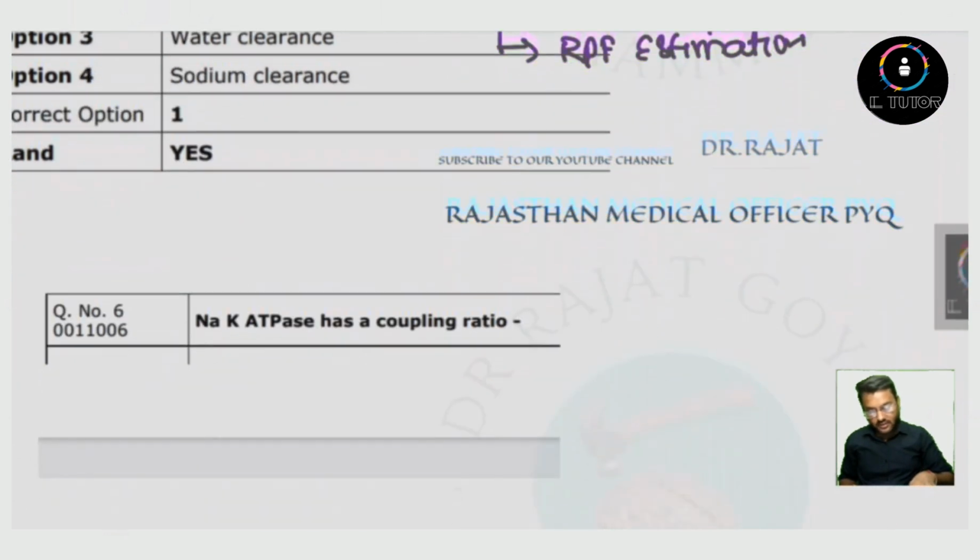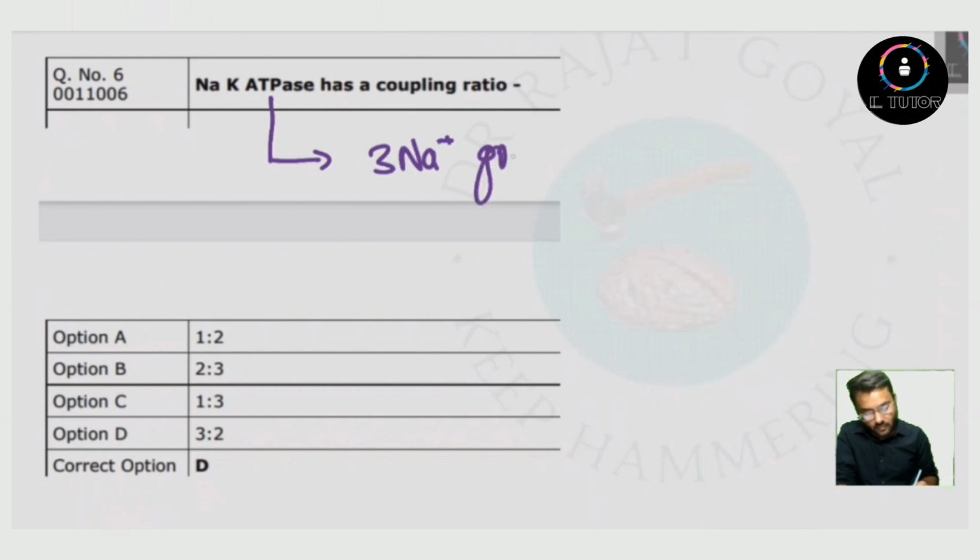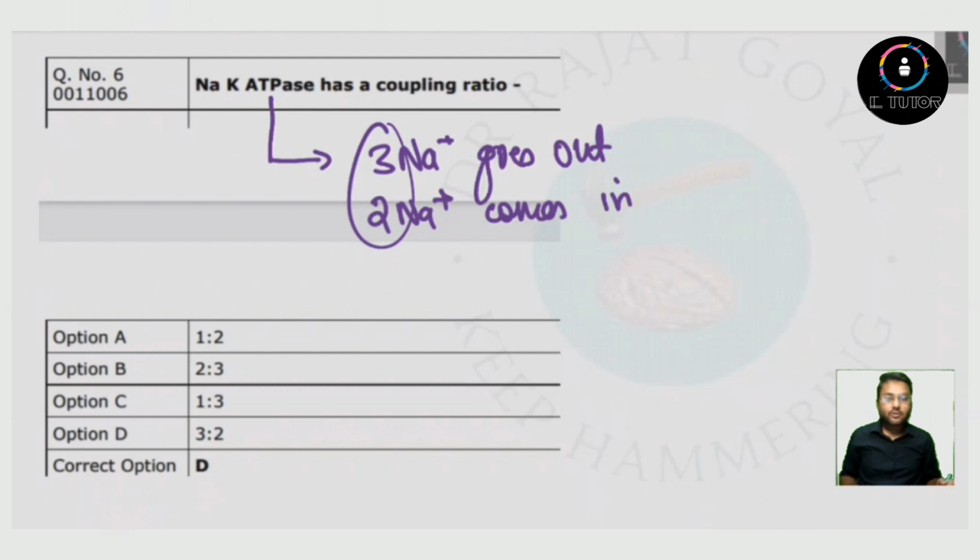Now next question is, sodium potassium ATPase has a coupling ratio of. So we know that in sodium potassium ATPase, 3 sodium goes out and 2 potassium comes in. So they have a coupling ratio of 3:2. So the answer will be option D, 3:2.